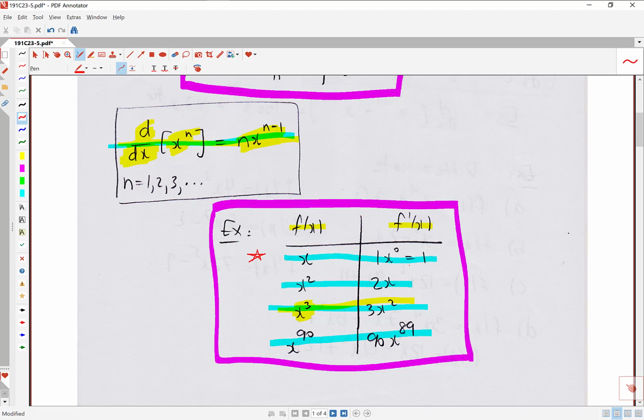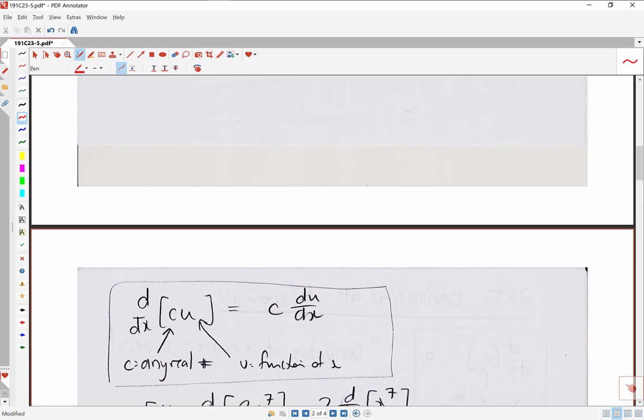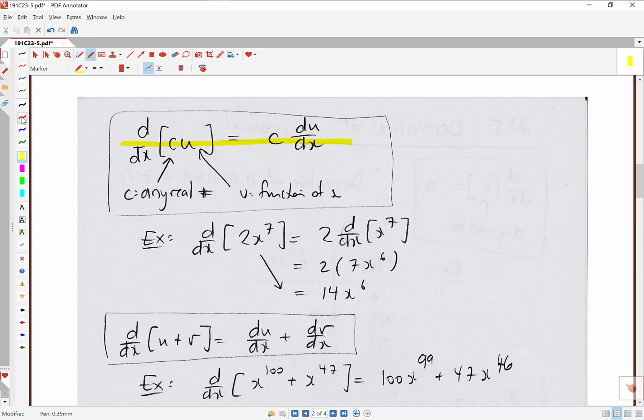Okay, so that's 2 rules down. Next rule. So here's our rule, and let's look inside these square brackets here. So C is going to represent any real number. C just stands for constant.